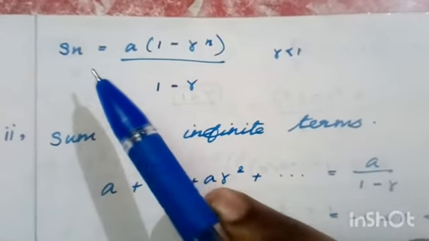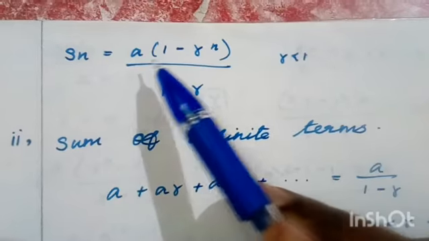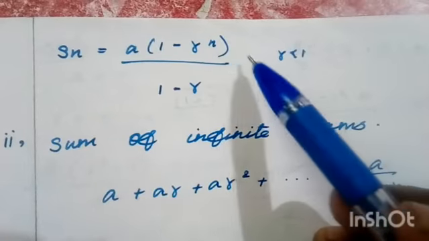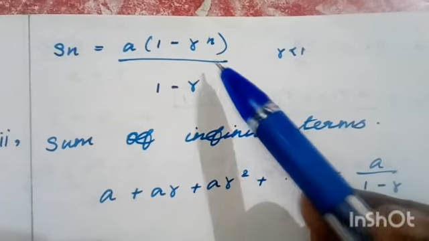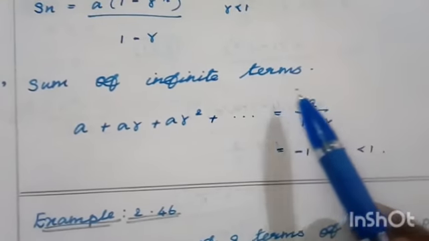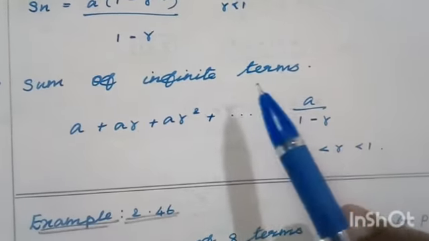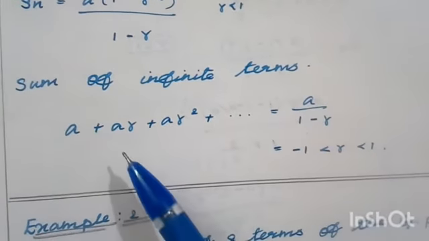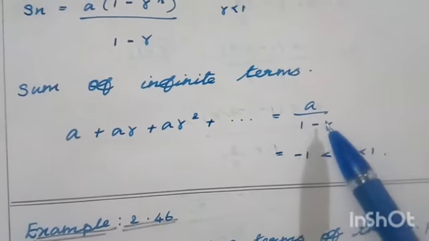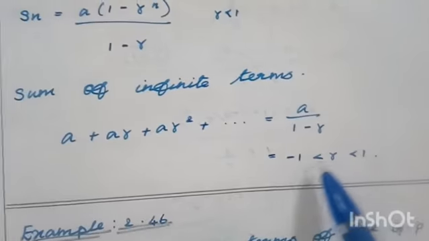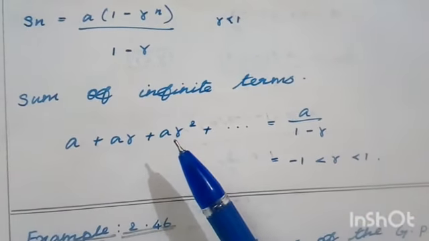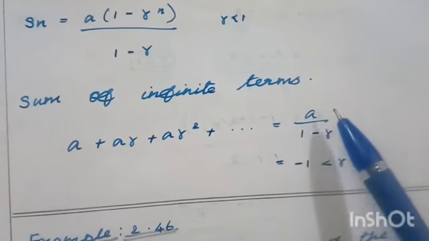If r is less than 1, we will use this formula: Sn equals a into 1 minus r power n by 1 minus r. This formula is derived from the first formula. Both are the same. For the sum of infinite terms, a plus a r plus a r square plus etc., that is equal to a by 1 minus r, where r lies between minus 1 and 1. For finite terms, we will use the previous two formulas. For infinite terms, we will use this formula.